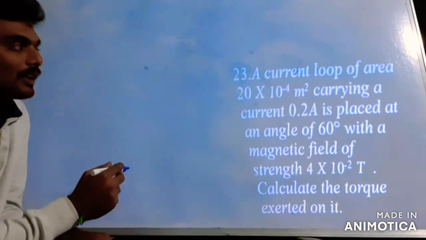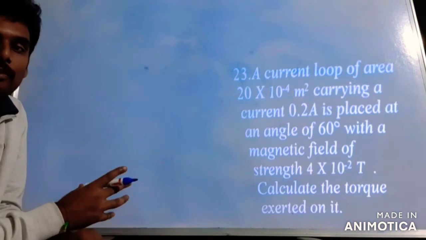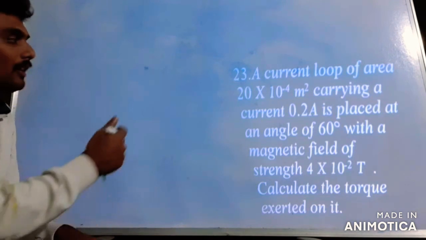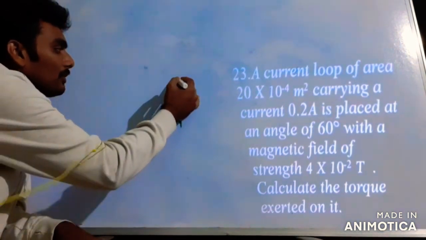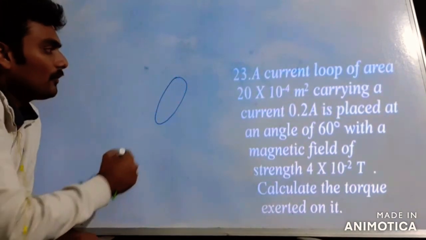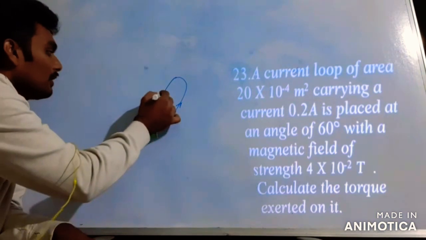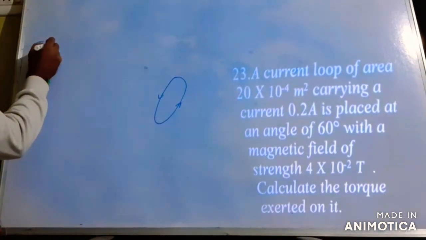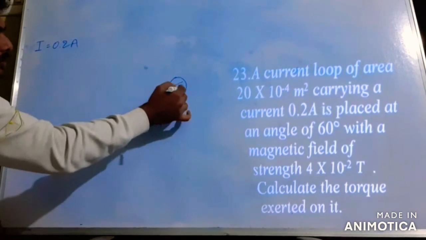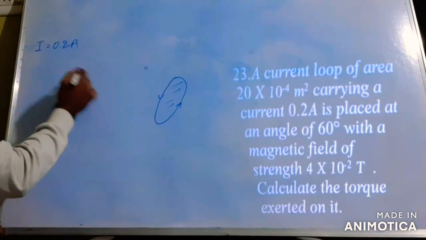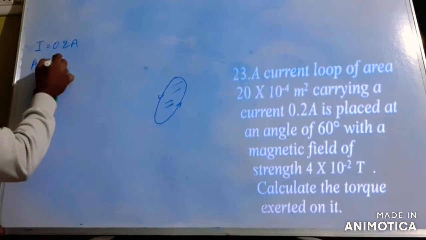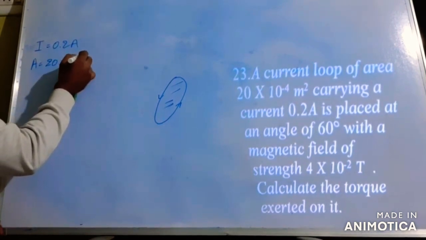So now what we have is a current loop. The shape of the current loop is not mentioned, so we can take it as a circular current loop as its given shape. Okay, we can consider it as such. So let me take this as the current loop given, and we have current through the current loop, which is 0.2 ampere, and the area of the loop is also given.